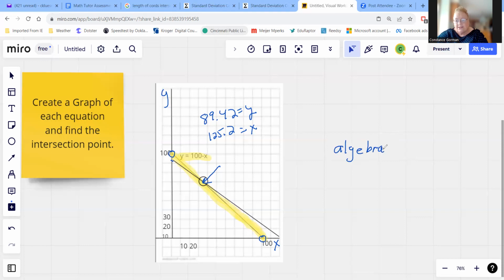So you have a choice. You can graph it or solve it algebraically, but if you find that you're having difficulty with the numbers, it's better just to do it algebraically. So I hope this helps. At least you have two alternatives.